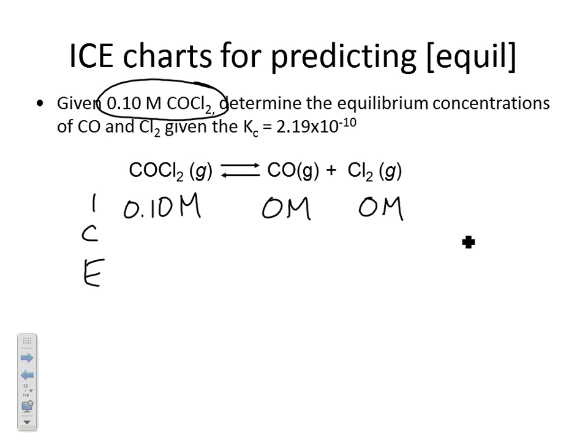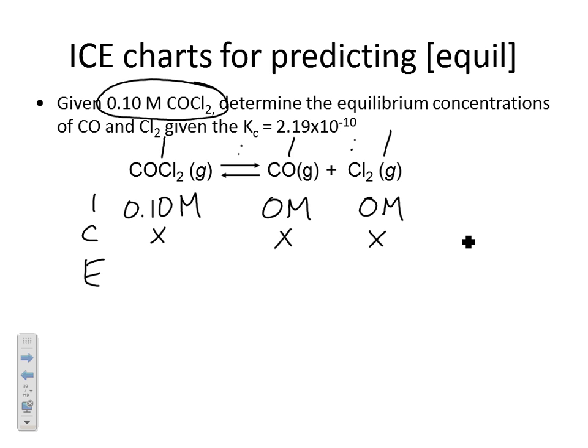I have no other concentration values, but I do have a value of K. I still need to fill this out, so I'm going to think about the change for each of these things. These species are in a 1-to-1 relationship, which means that they're all going to change by the same value. So I'm going to plug in X. I don't know what X is because I don't have any more concentration information, but because of their ratios, they will change the same amount.